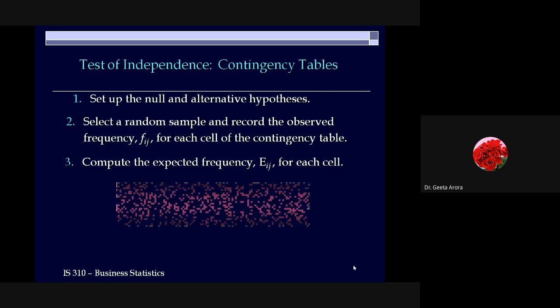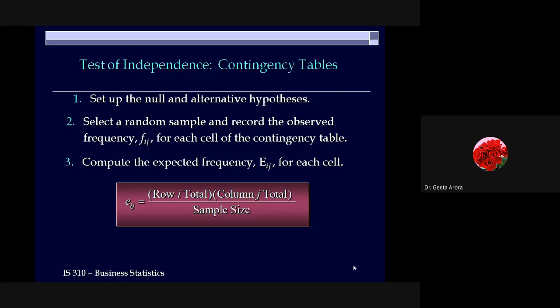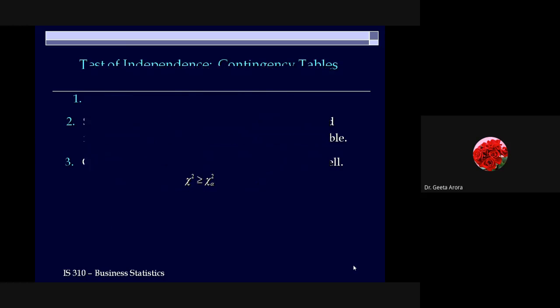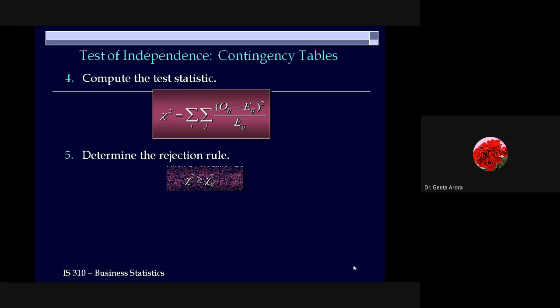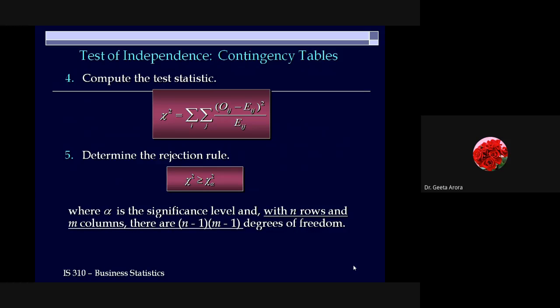We have to compute the expected frequency with the help of a formula: E_ij, the expected frequency in each cell, is equal to row total times column total divided by the total, which we can also call the sample size or the grand total. Using this formula, we find it, and then we compute the test statistic. Here we have the same terminology as before because it is the same type of test, but it is non-parametric.